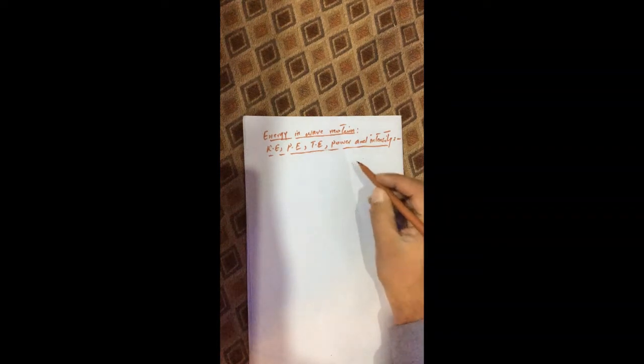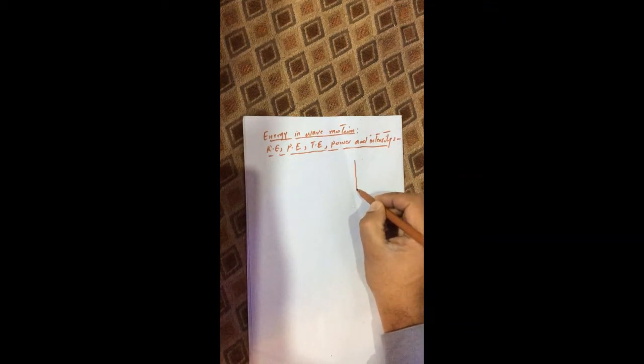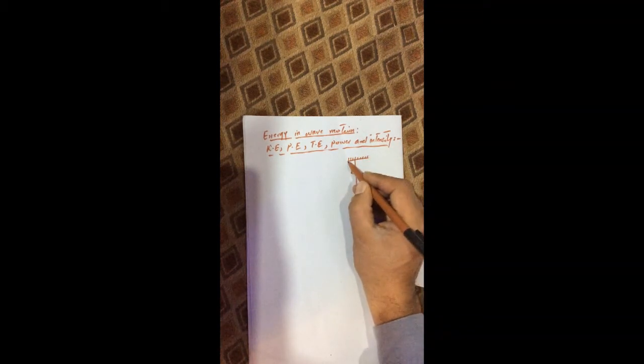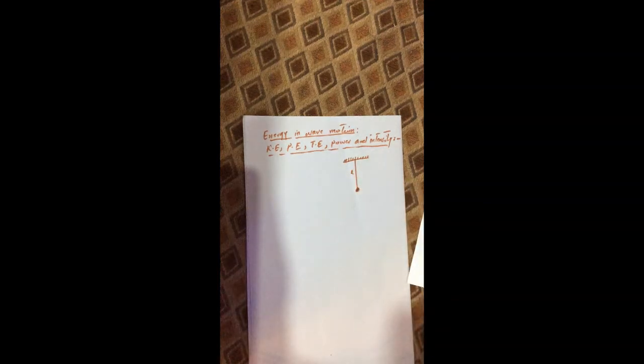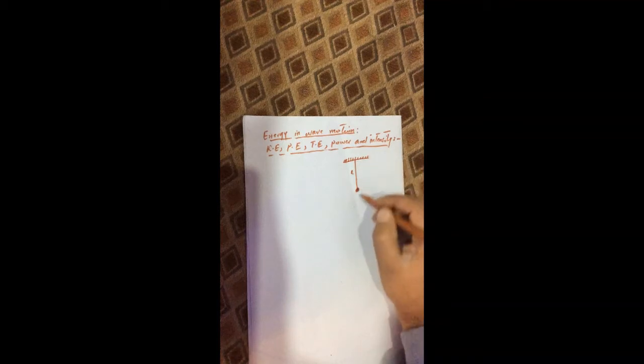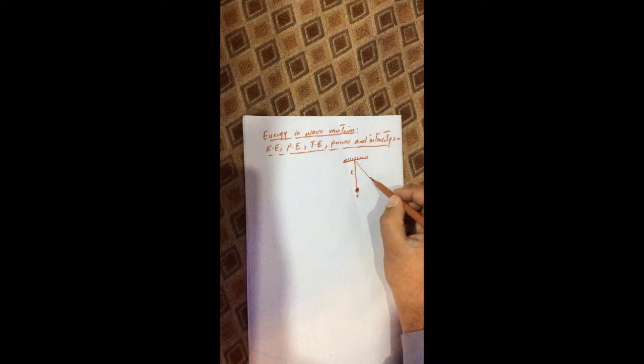Suppose we have a simple pendulum. I will consider the simplest example, which is the simple pendulum. A body of mass m is attached to a string of length L, and the string is hung from some support. Suppose this is the support. If I displace this simple pendulum from its mean position, which I call O, to, let's suppose, up to this point.